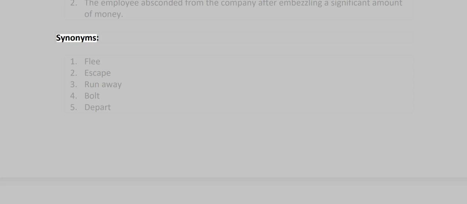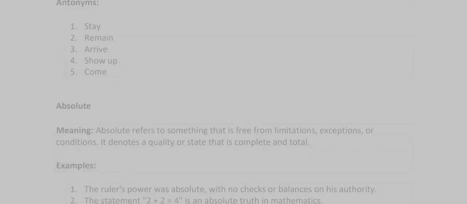Synonyms: 1. Flee 2. Escape 3. Run away 4. Bolt 5. Depart. Antonyms: 1. Stay 2. Remain 3. Arrive 4. Show up 5. Come.